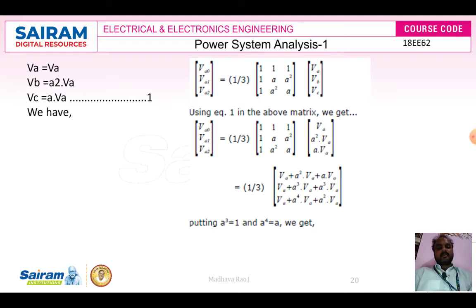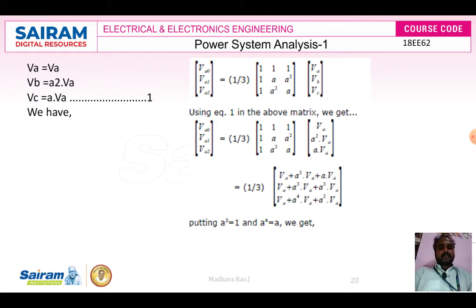So VA is VA, VB is VA at an angle 240 degrees. That's what we can write as A square into VA, according to the operator A concept. VC is equal to A into VA, so 120 degrees leads. That's what VC is, A into VA. So you can take this as equation 1.